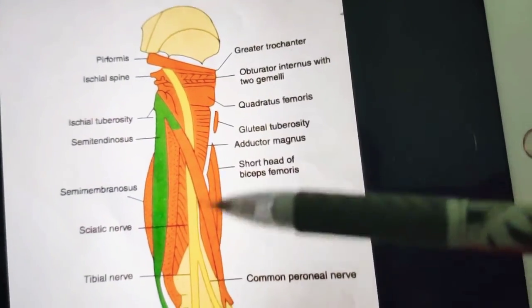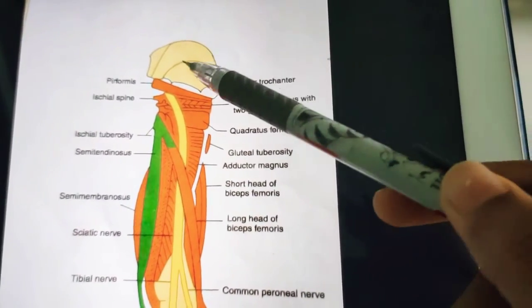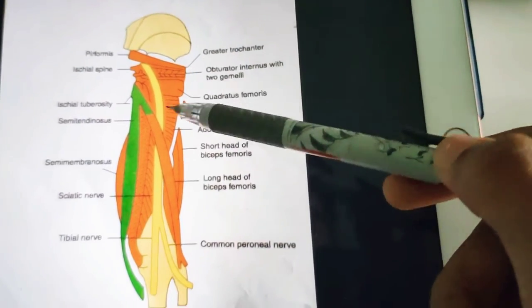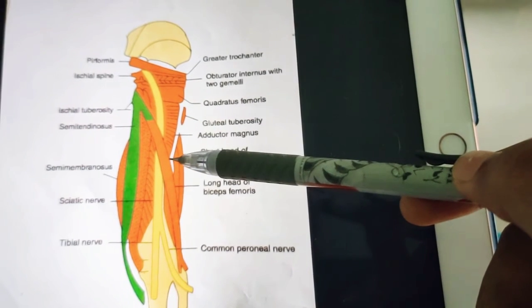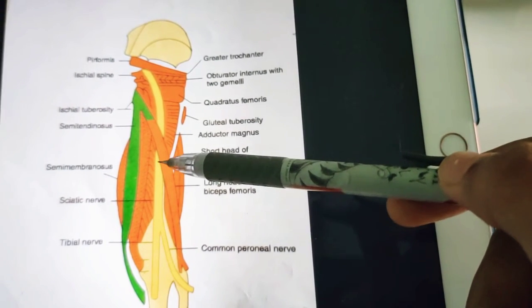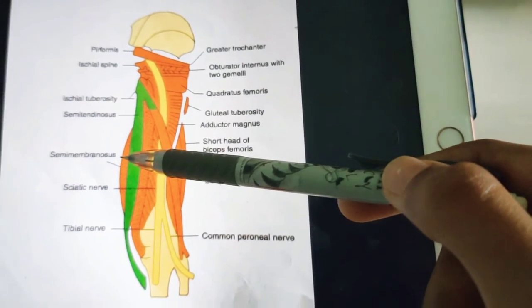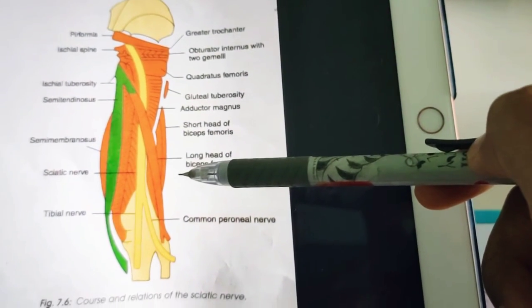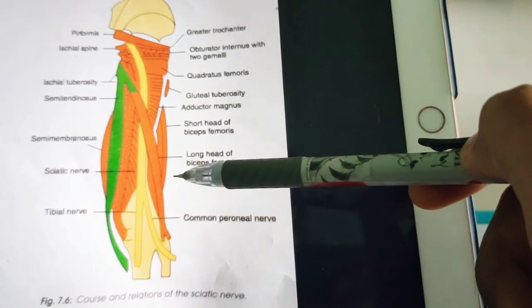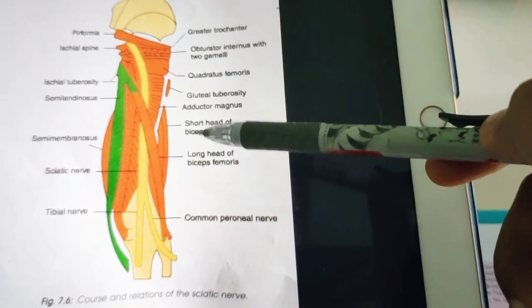That thing you need to remember. Now coming to the different branches of the sciatic nerve: it gives articular branches to the hip joint, which arise in the gluteal region, and also several muscular branches in the lower part of the gluteal region or upper part of the thigh. Mainly the tibial part of the sciatic nerve supplies semitendinosus, semimembranosus, the long head of biceps femoris, and also the ischial head of adductor magnus. The common peroneal part supplies only the short head of biceps femoris. This is very important to remember.